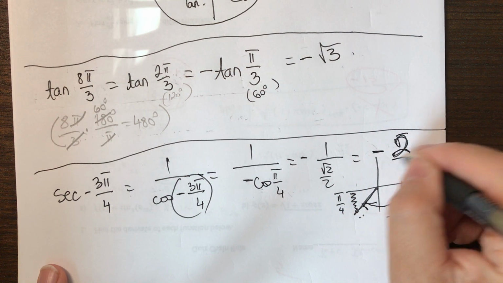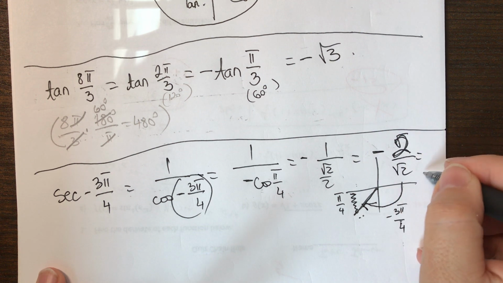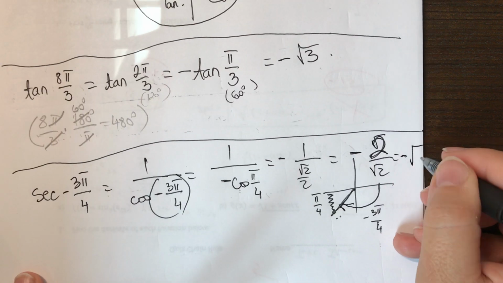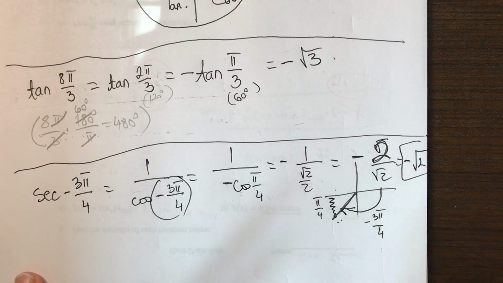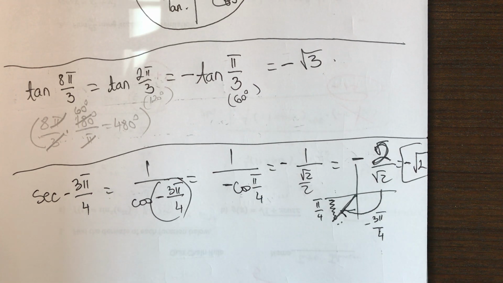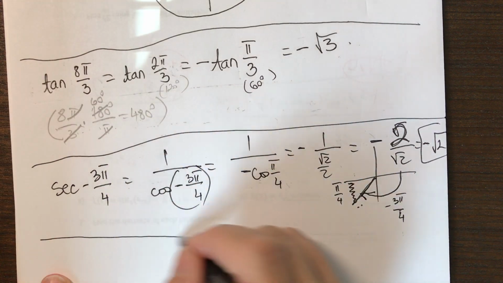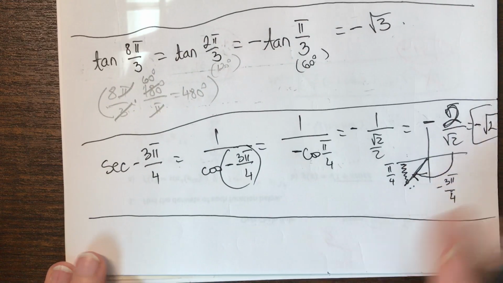Right, I'll write it out. 2 over the square root of 2. And 2 over the square root of 2 is just the square root of 2. And again, the minus, because it's in the third quadrant. Okay, last one. I have a little bit more space down here before we do another problem.